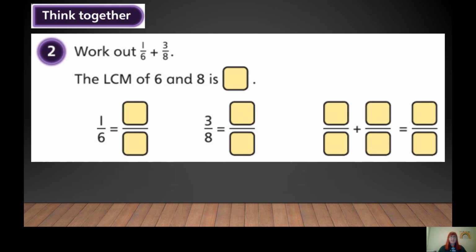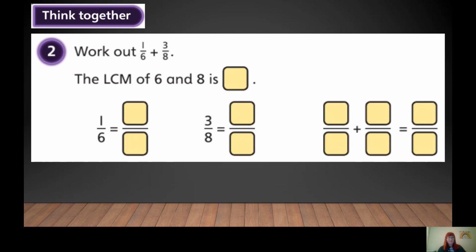Think together. Again, a Power Maths type question that you're familiar with from your maths books at school. I want you to work out 1/6 plus 3/8. Think about the lowest common multiple, and that will go here. And then you can convert 1/6 and 3/8 so that the denominator is a common denominator, and then see if you can add the two together to give me the final total of 1/6 and 3/8. Pause the video, come back to me, and we'll work this out together.